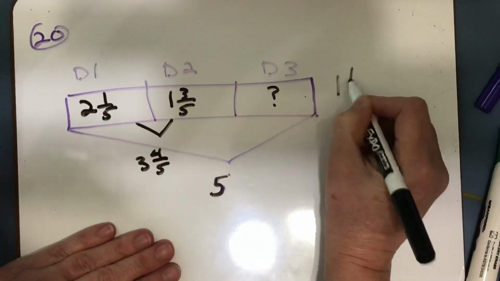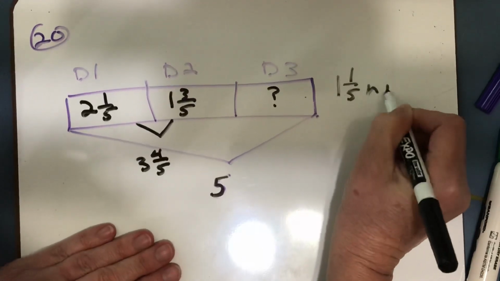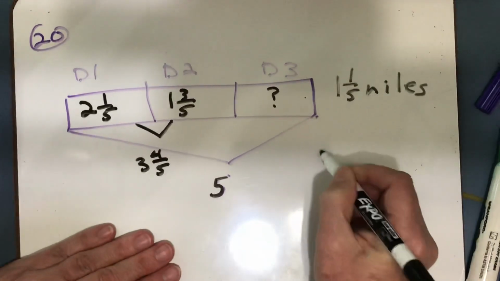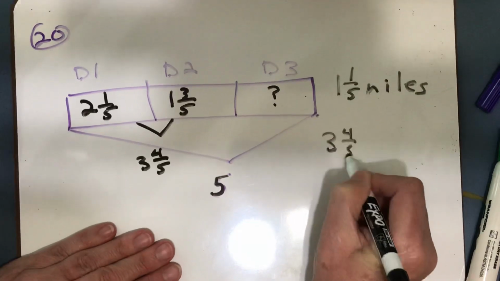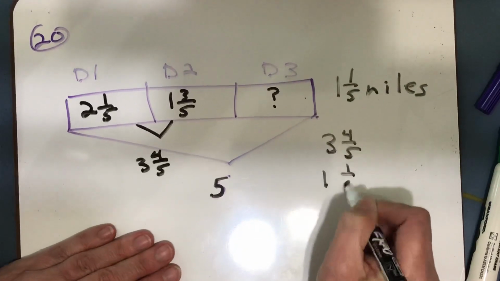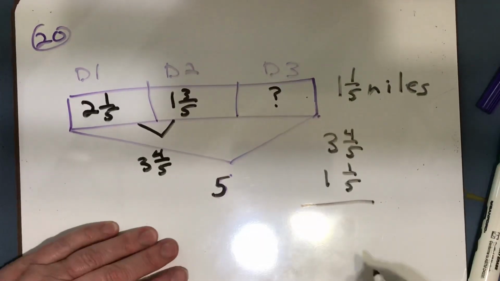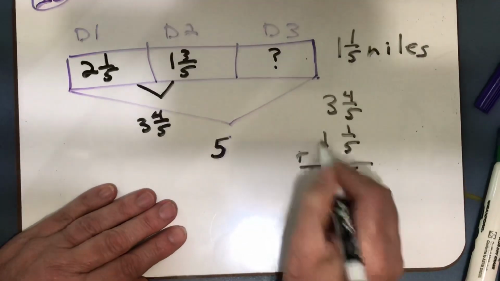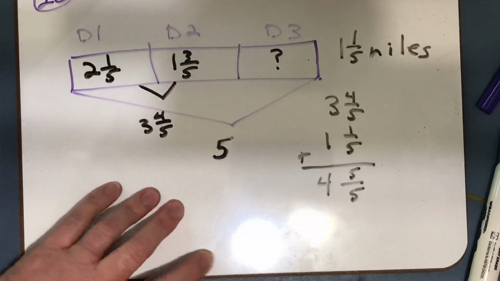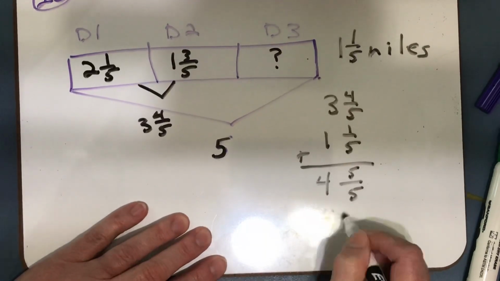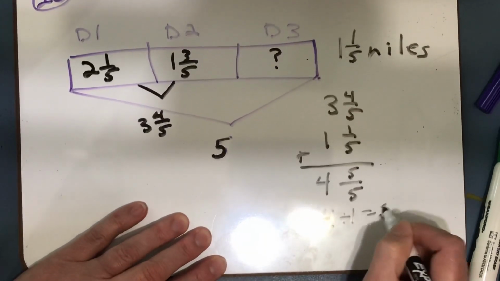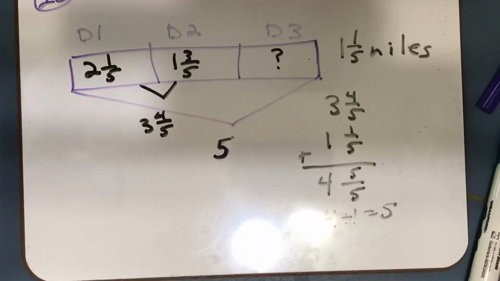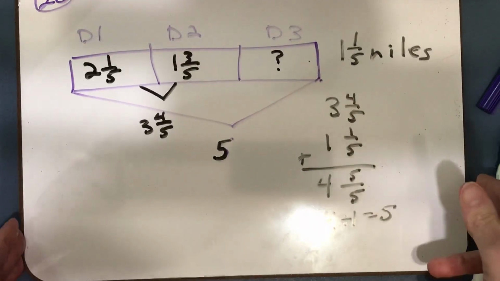So 1 1/5 miles. And I can check that. I can add that 3 4/5 plus 1 1/5. And if I add my fractions, I get 5/5. And 3 plus 1 is 4. I know that 5/5 is 1, so that would be 4 plus 1 equals 5. So now you need to go ahead and finish the even problems on this page.